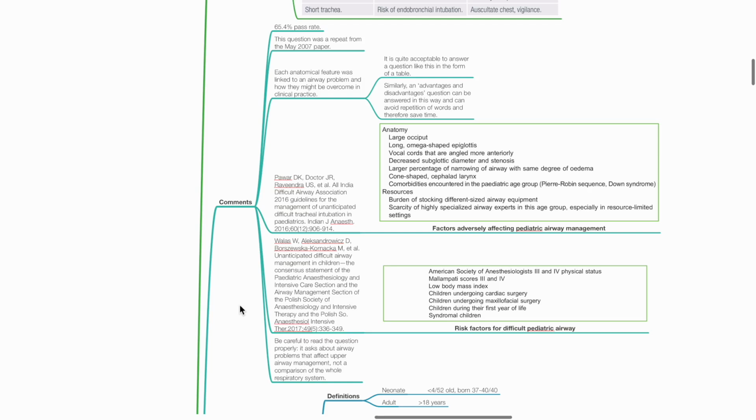Issues with resources include the burden of stocking different size airway equipment, and scarcity of highly specialized airway experts in this age group. According to Wallace et al., risk factors for difficult pediatric airway include ASA 3 to 4, Mallampati 3 to 4, low BMI, children undergoing cardiac surgery or maxillofacial surgery, children during their first year of life, and syndromal children.